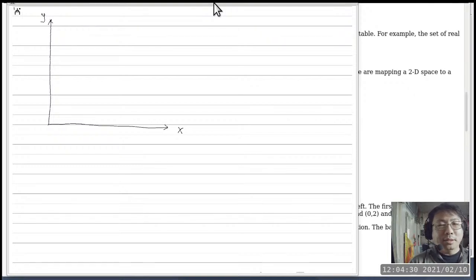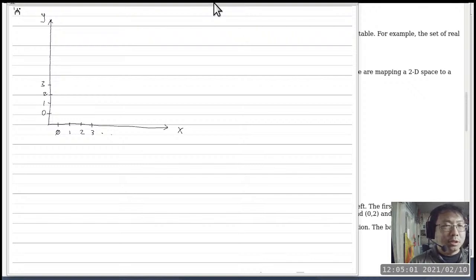I use the term pixelized just because there's no 1.5 or 1.25 on either of the axes. The axes start with 0, then go to 1, 2, 3, and so on. The x-axis is the set of all the natural numbers, and the y-axis is also the set of all the natural numbers.